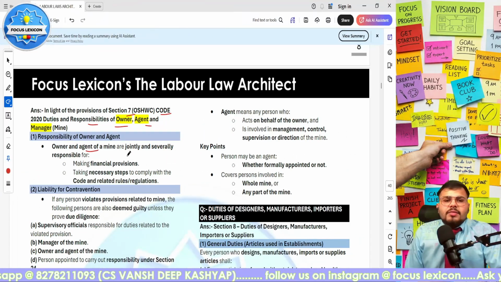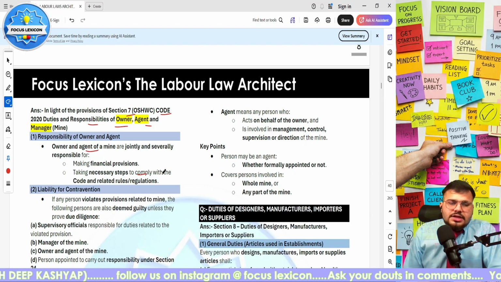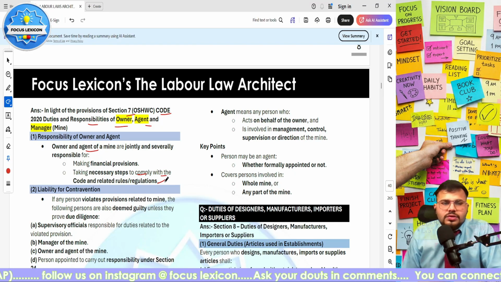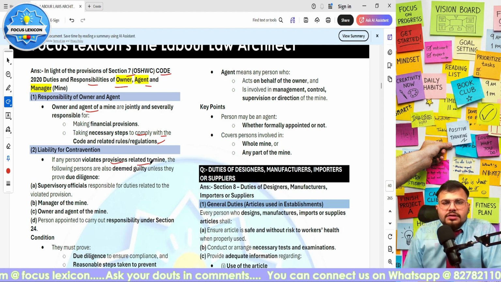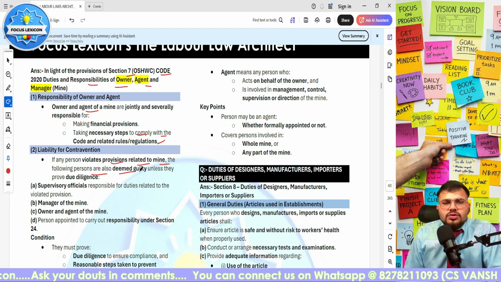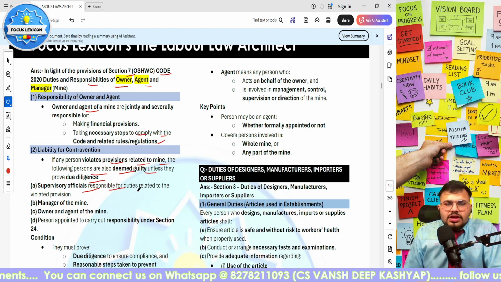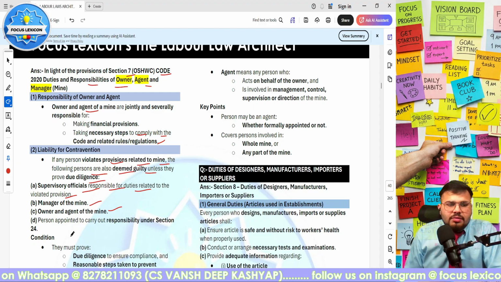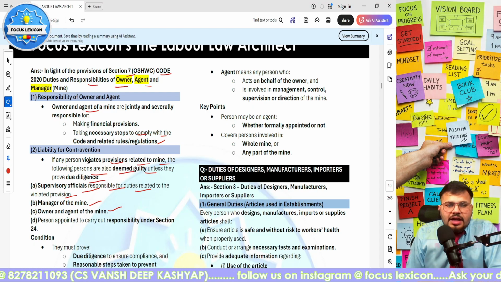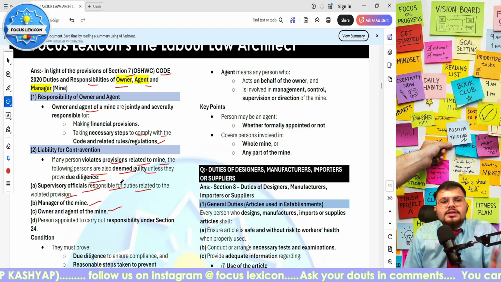Owners and agent of a mine are jointly and severally responsible for making financial provisions, taking necessary steps to comply with the code and related rules and regulations. Liability for contravention. If any person violates provisions related to mine, the following persons are also deemed guilty unless they prove due diligence. Supervisory officials responsible for duties related to violated provisions, manager of the mine, owner and manager of the mine. Now see this, if any person violates the provision related to mine, the following persons are also deemed guilty unless they prove due diligence.